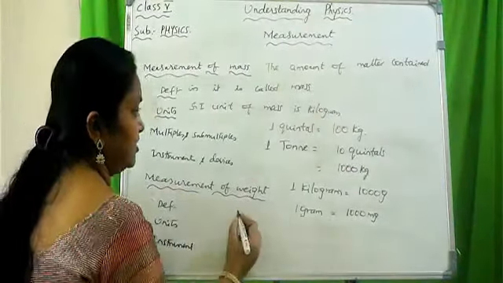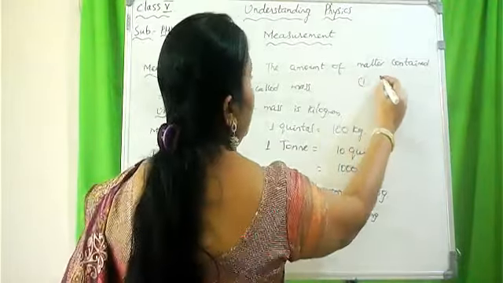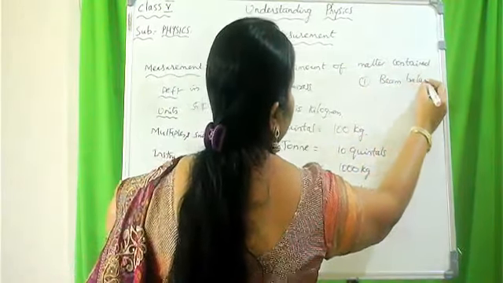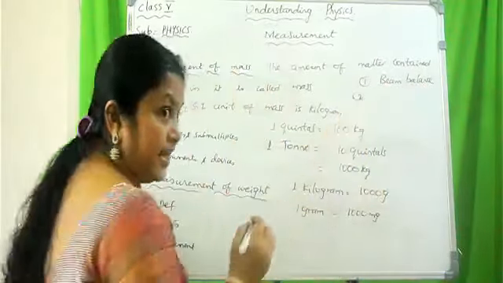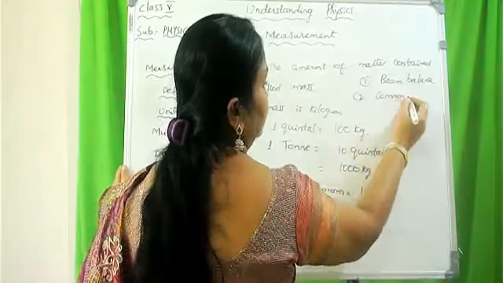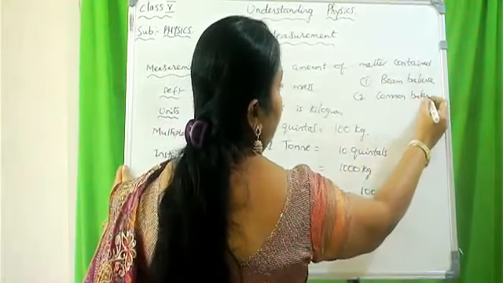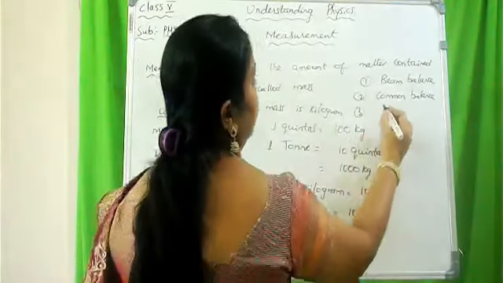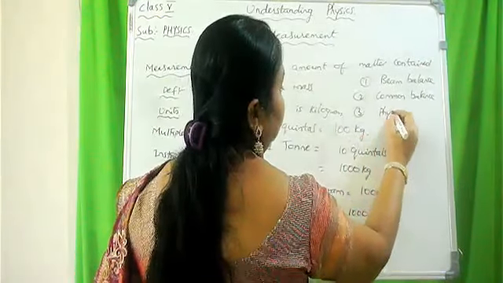The first one is beam balance. The second one is common balance. The third one is physical balance.